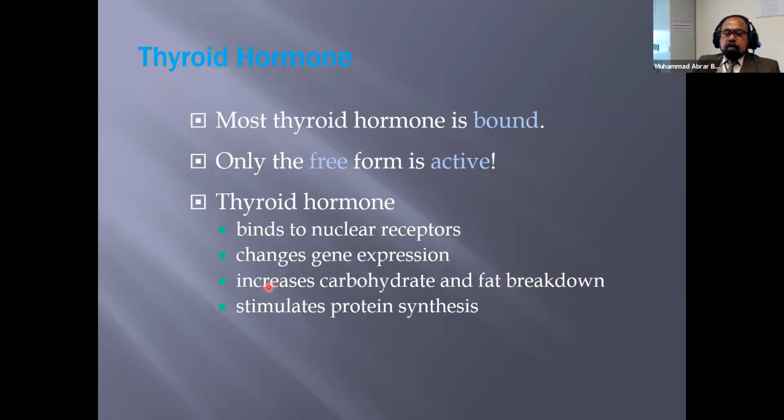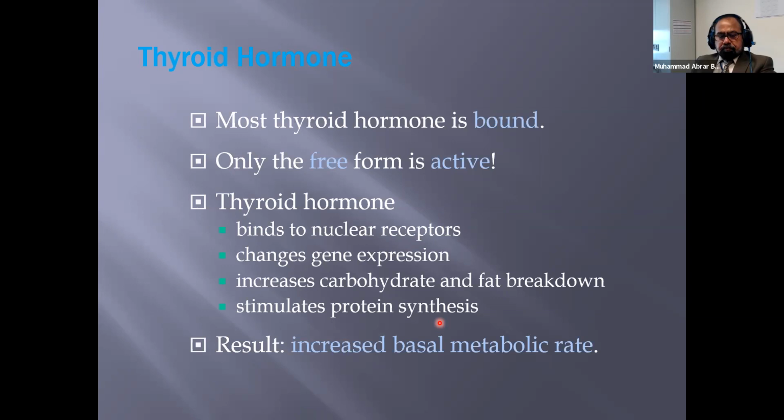So there will be a catabolism of the carbohydrate and the fat, and these two give energy to a person, and thyroid hormone also stimulates protein synthesis. So protein is being formed, and energy is being taken from carbohydrate and fat. So carbohydrate and fat are being utilized, and protein is conserved and formed in the cell. This is the main function of a thyroid hormone.